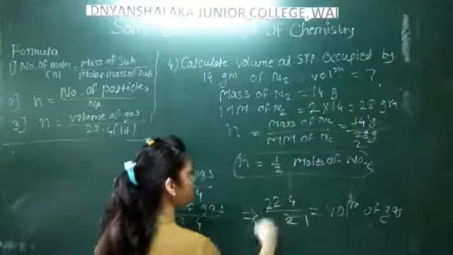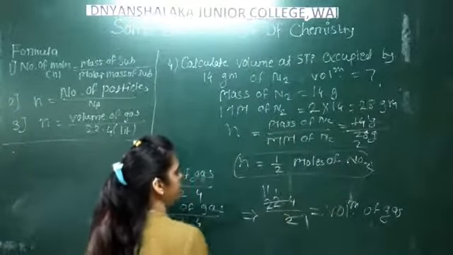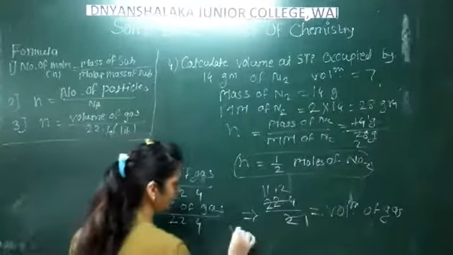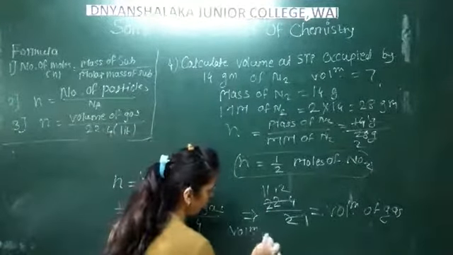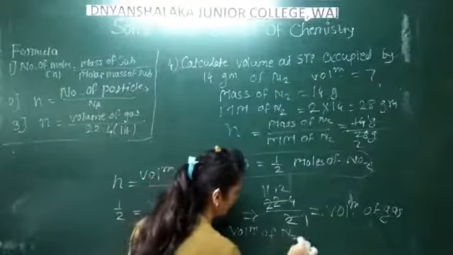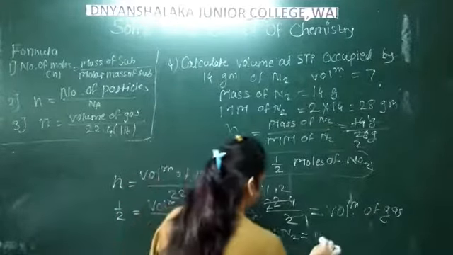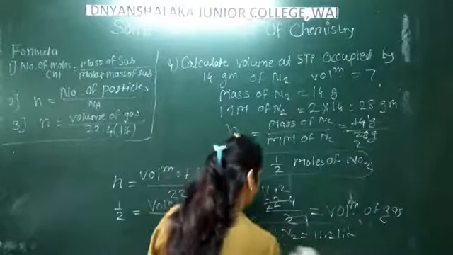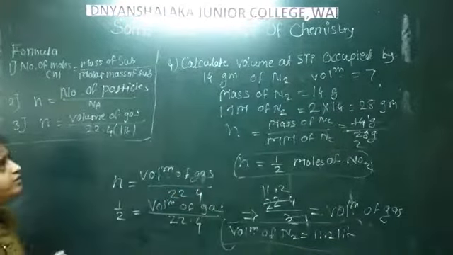So 2 ones are 2, 2 ones are 2, decimal point, and 2 twos are 4. So we get the volume of nitrogen as 11.2 liter. The volume of nitrogen is 11.2 liter.